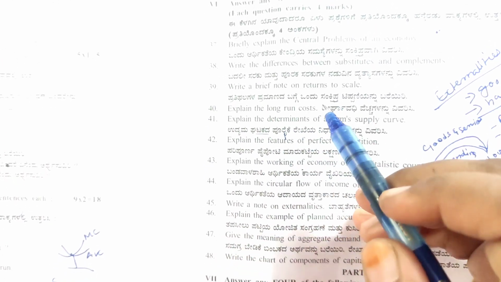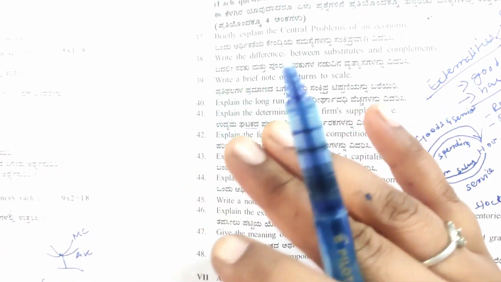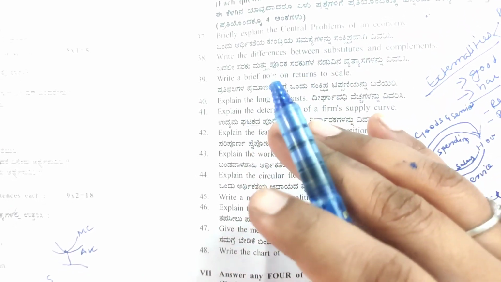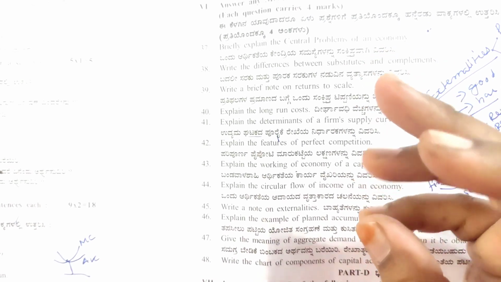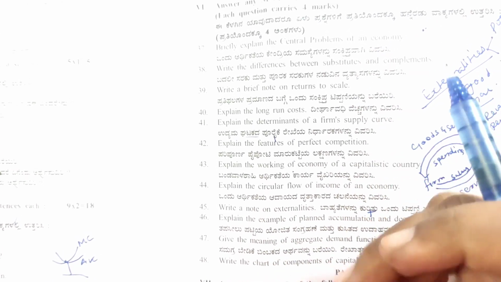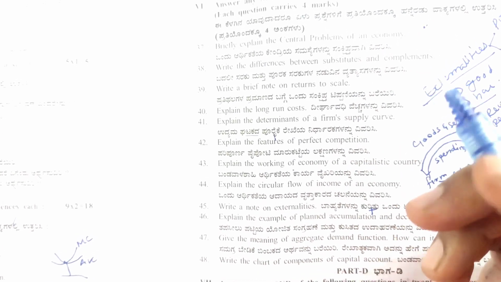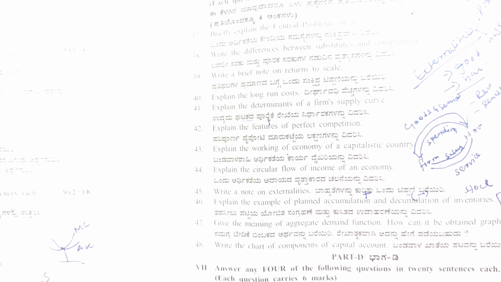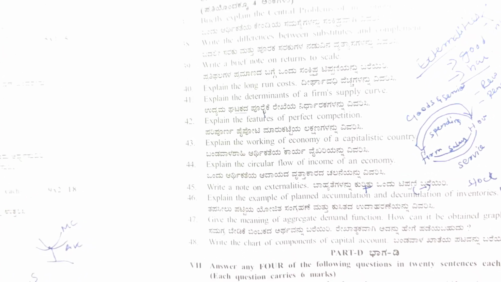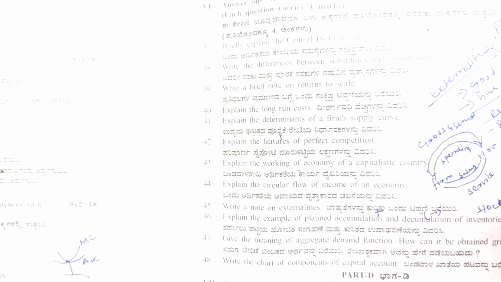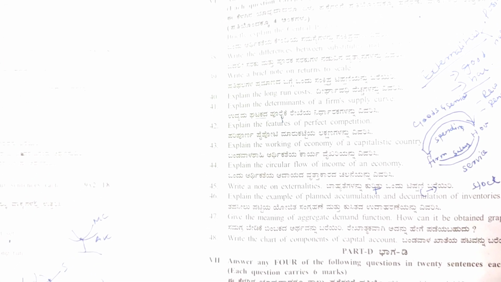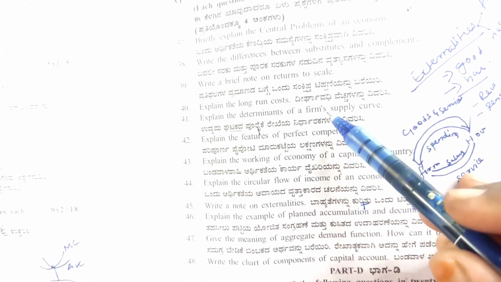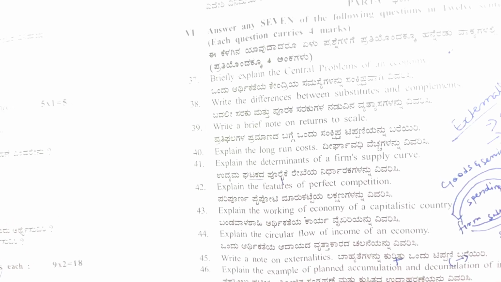Explain the long run cost. In long run cost, we don't have any kind of fixed cost. All the costs vary. In this we have only two types of cost, which are long run average cost and long run marginal cost. The formula for long run average cost is long run cost divided by Q, and marginal cost is long run total cost n minus total cost n minus 1. That is the long run cost.